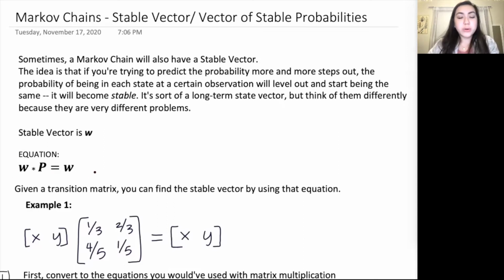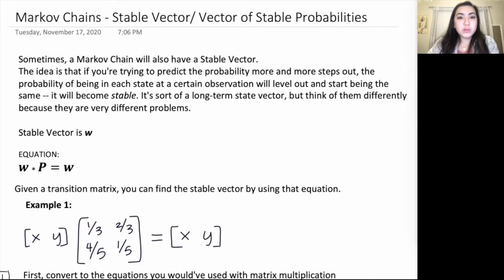So we'll go through an example. They're usually going to give you a transition matrix like this one right here and ask you to find the stable matrix. So I just plugged this into our equation. W is x and y because those are our variables. They're on both sides, as is W, multiplied by P in the middle here.